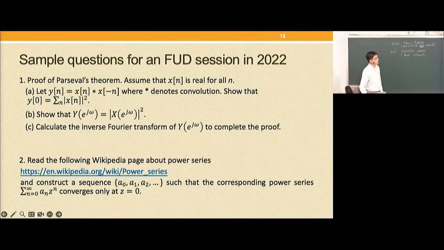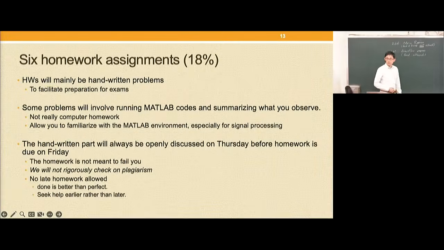The next thing is about homework. The homework will account for 18%, and they will mainly be handwritten problems. I have a clear goal when I design the homeworks: they are designed to help you with the exams. Clear? But that's for the handwritten parts.